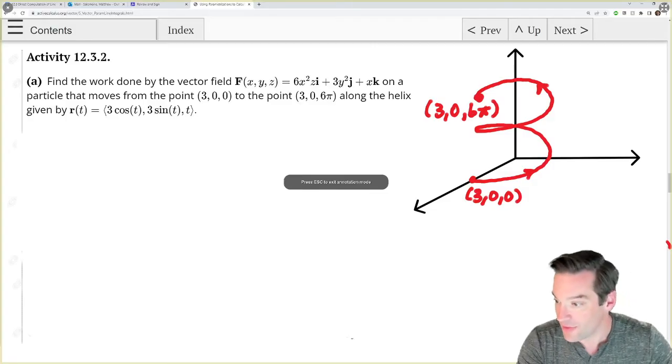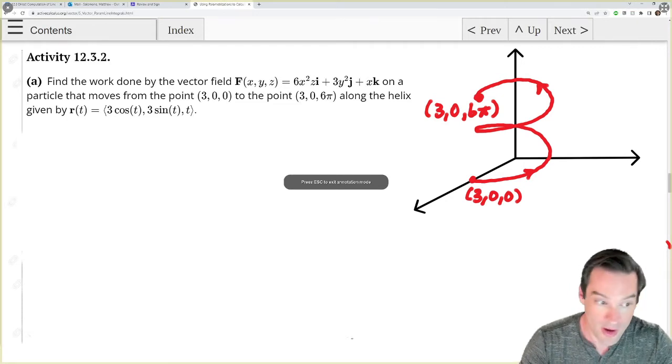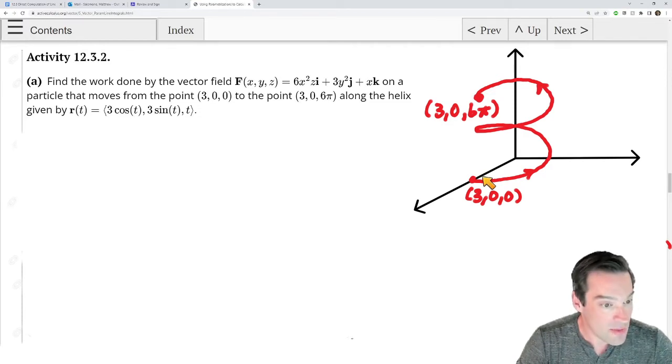Okay, so let's talk through these two path integral examples that were a part of this activity. The first one gives us a three-dimensional helical path, this little spiral that starts at 3, 0, 0, and it spirals upward ending at 3, 0, 6 pi. And they give us the parameterization for that curve, so we don't have to come up with that ourselves.